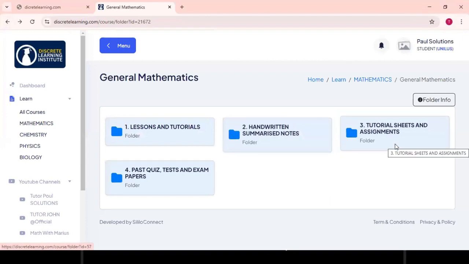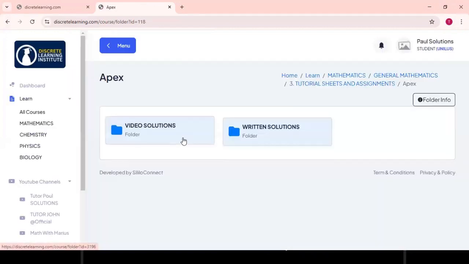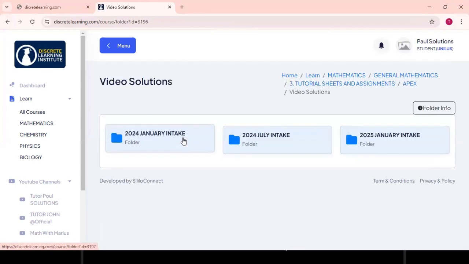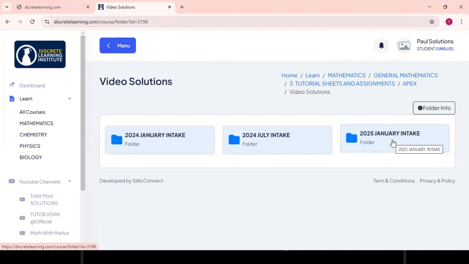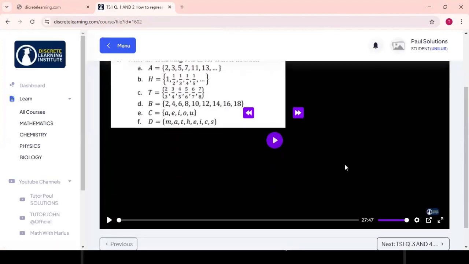And then when I go to the tutorial sheet and assignments here, I'm going to find different universities. So if you're from Apex, you open Apex, and you're going to find video and written solutions. The video solutions, you open there, and you're going to find them depending on your intake. This was for the January 2024 intake. This was for the 2024 July. And for your intake, which is 25 this year, you place it there. So you see the videos that we've solved so far there. You can open them if you want to learn. You can play it, and you'll be able to learn there.